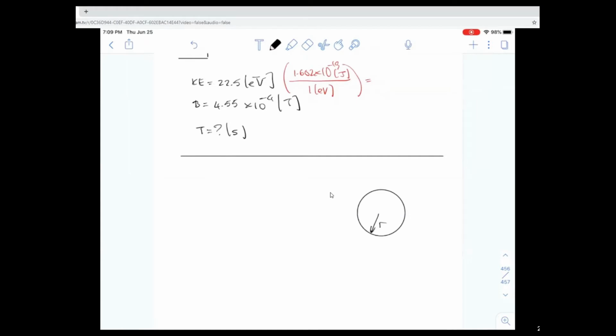A couple of things to know. It's got a radius. This is going to be a negative charge. And obviously it's going to be moving at a given speed. The only thing I'm interested in is the period. How do you find the period? It's straightforward, guys. Does it have speed? Of course it does. What is speed? Speed is distance over time.